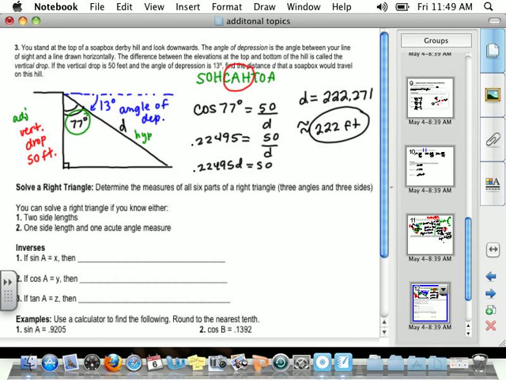Dana, do you have a question? Are you raising your hand? Yeah. Yep, oh, you can do this a couple different ways. Someone in the first class was saying they used the triangle that was over here. So they used 13 degrees and they put 50 right here. And they could find D that way. Is that what you did, Dana?